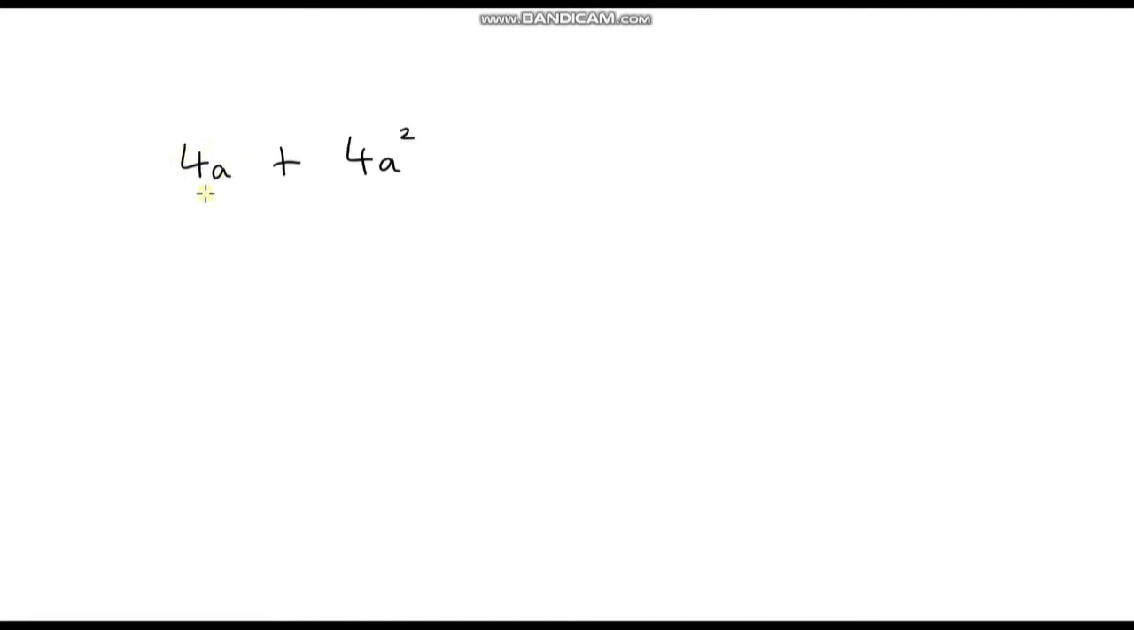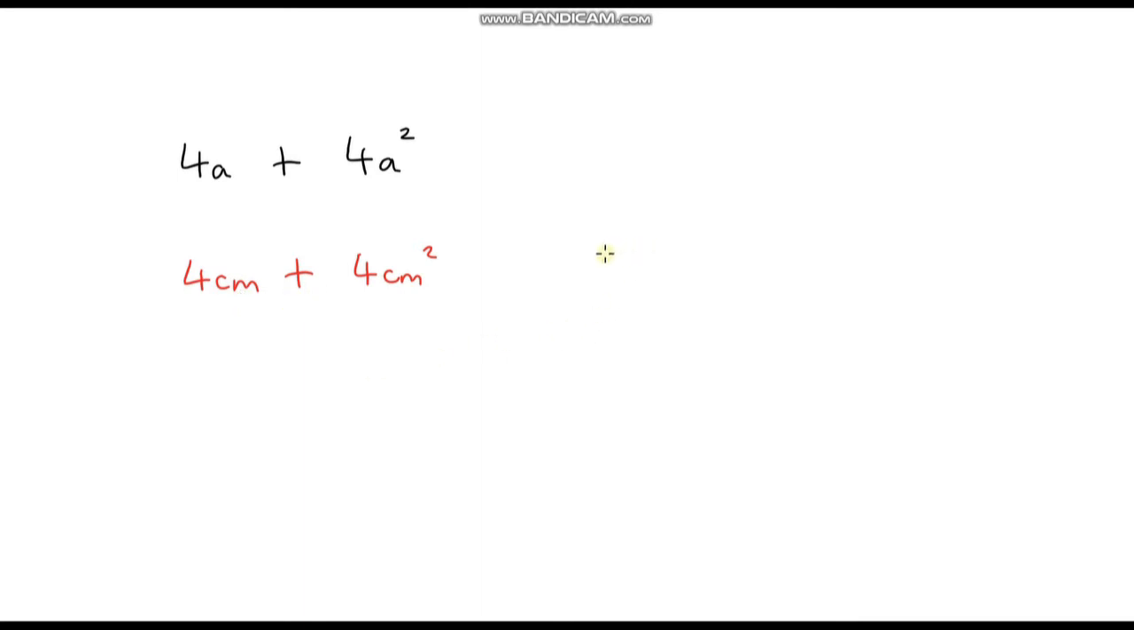So let's just imagine this is 4 centimetres. Let's just say the A represents centimetres. So this is 4 centimetres, and we are adding on 4 centimetres squared. Now, can we add on 4 centimetres squared to 4 centimetres? Is that possible? Does that make sense?